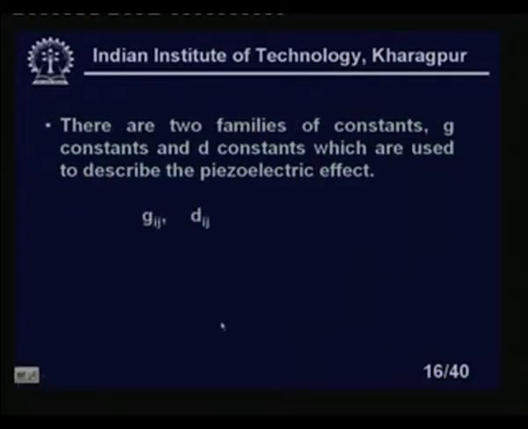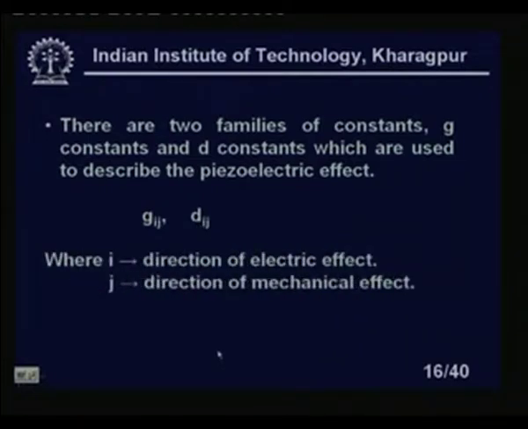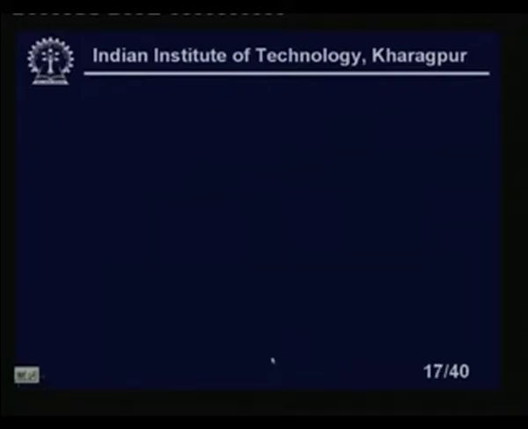Now, there are two families of constants, G constants and D constants, which are used to describe the piezoelectric effect. We will discuss these two constants, which are the necessary parameters by which we can define a piezoelectric crystal. So, Gij and Dij, what are these? Where i is the direction of the electric effect and j is the direction of the mechanical effect, fine.